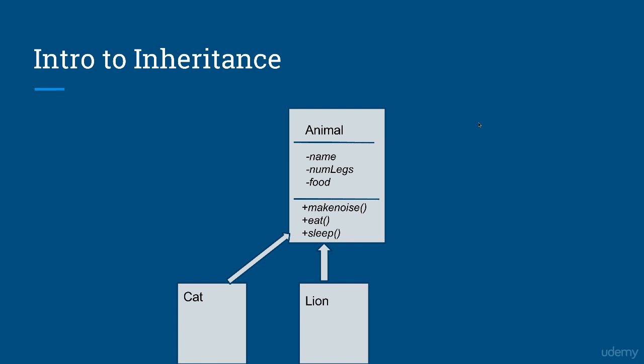But the lion or a cat could also have other traits in addition to the traits we have specified in our parent or superclass animal. So we can then add those traits into our cat or lion class. That way we are adding more to what a cat is or a lion is.